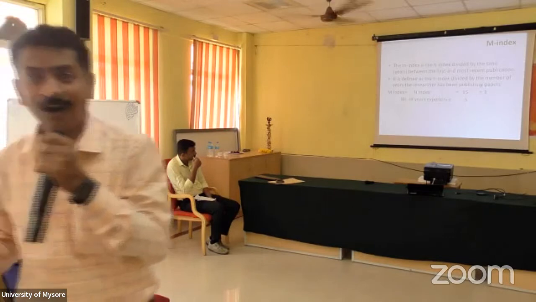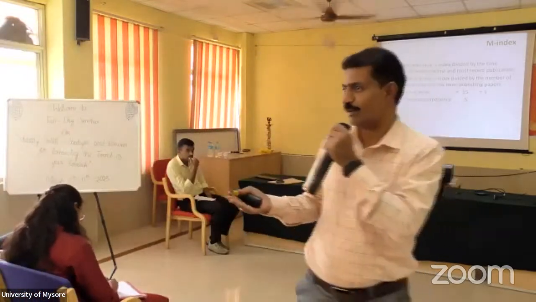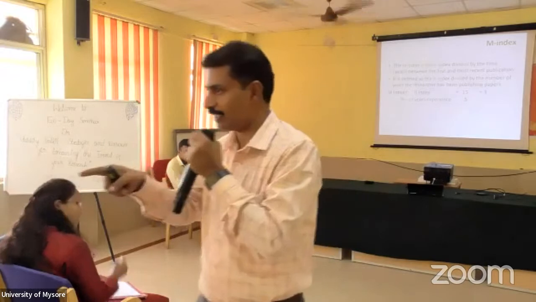So these are the different author level metrics. I hope that you have understood. Any clarification regarding author level metrics?